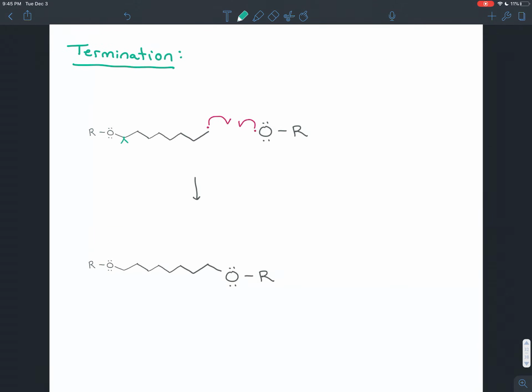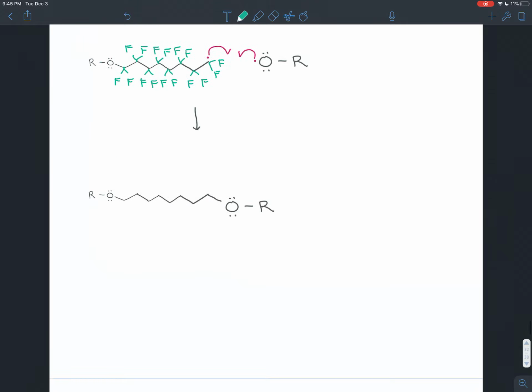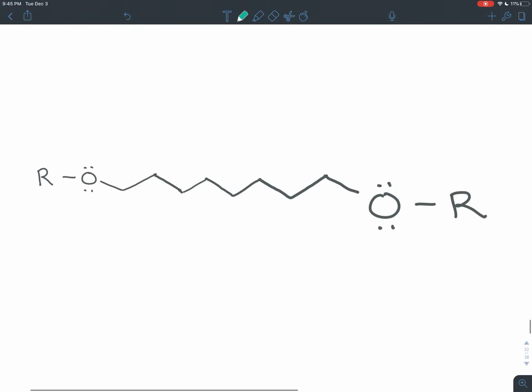For the termination step, we just take that one radical at the end and we pair it up with a second radical. In this case, the second radical is going to be the second peroxide radical that we had at the very beginning. So our carbon radical donates 1 electron, the peroxide radical donates a second, and you form a bond between those two features. And so I'm just going to draw all these fluorines one last time, 2 on each carbon.